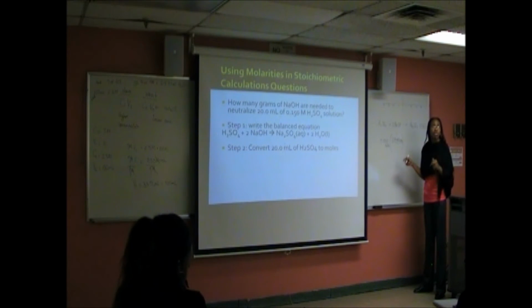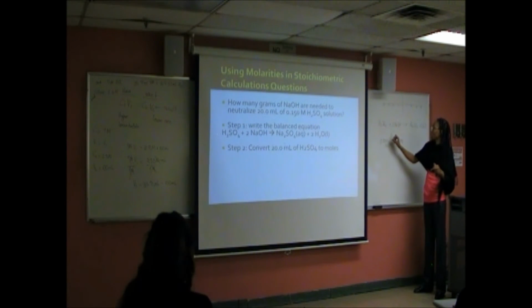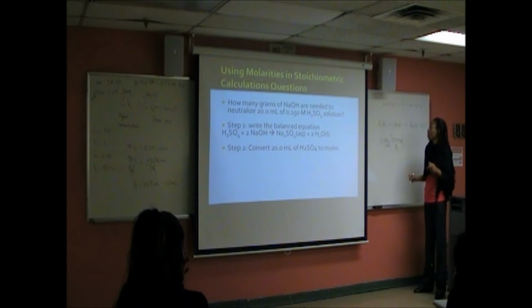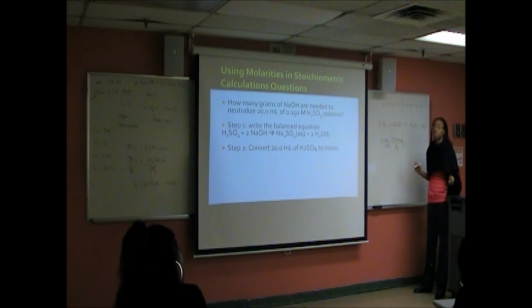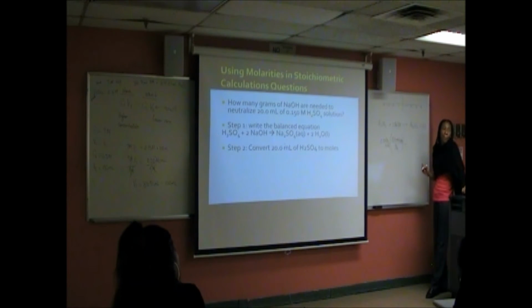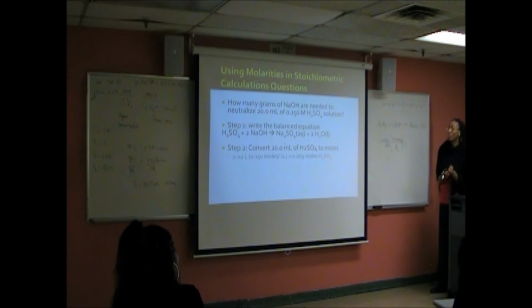What are the units for molarity? Mole per liter, so 1 liter. There you go. So you cancel out your liters. Multiply across, divide by the bottom. How many moles do we have? 0.003. That's what I got too.